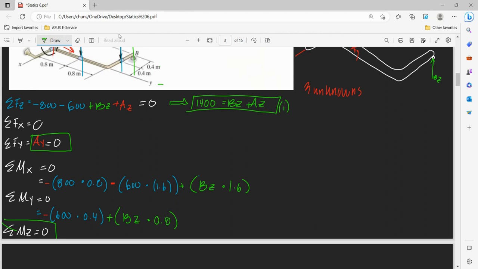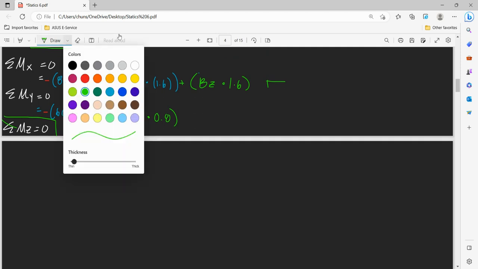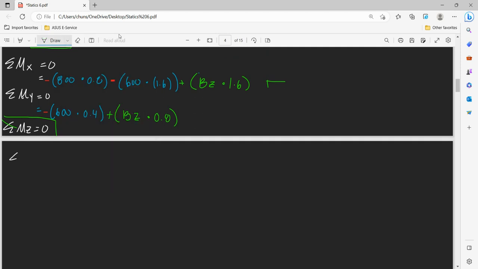Okay, so now I'm just going to solve for our unknowns. I'm going to solve over here. So let's start with our mx equation. Right, if we move these to the other side, this is equal to 1.6 bz, and this is 800 times 0.8 plus 600 times 1.6, and this is equal to 1600 divided by 1.6, and this is equal to 1000 for bz. So there is our first answer.